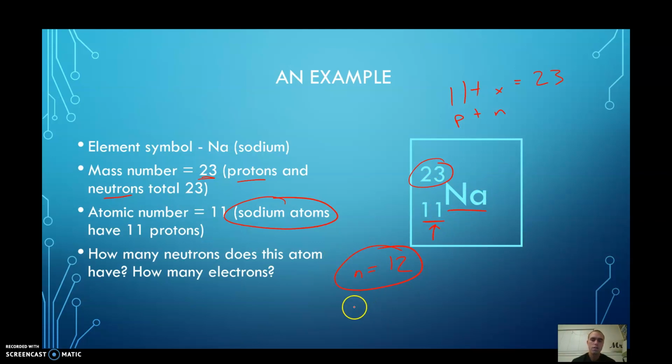Okay, and then for electrons, I'm going to assume, because it doesn't tell me any differently, that this is a neutral atom. And because it's a neutral atom, this is going to have 11 electrons, because electrons is going to be the same number as protons. Okay?